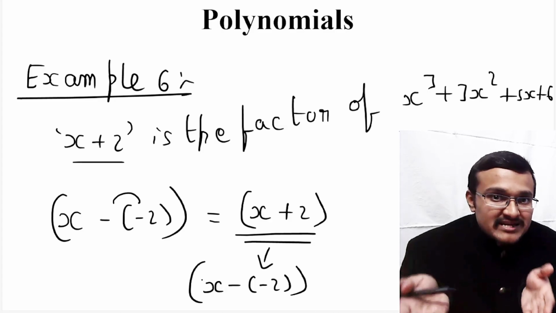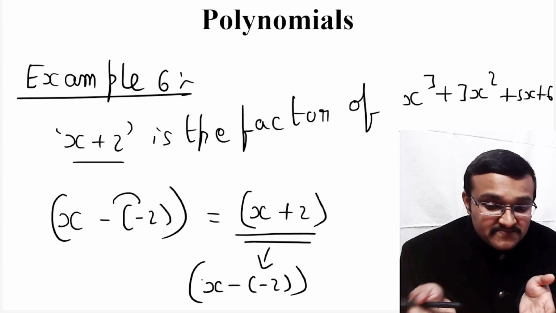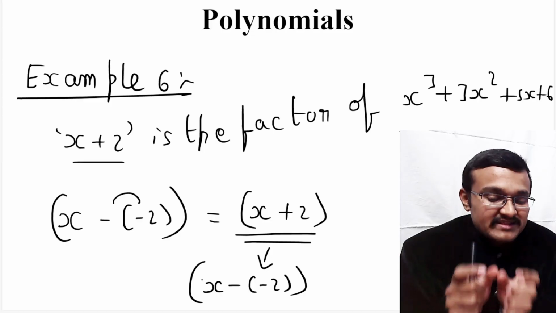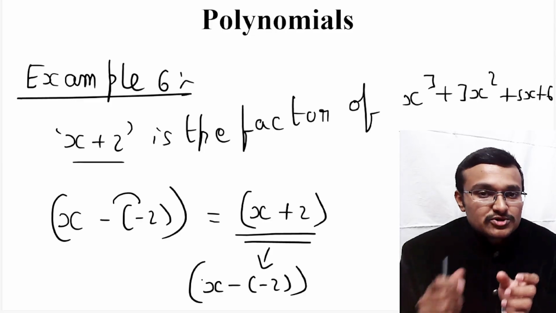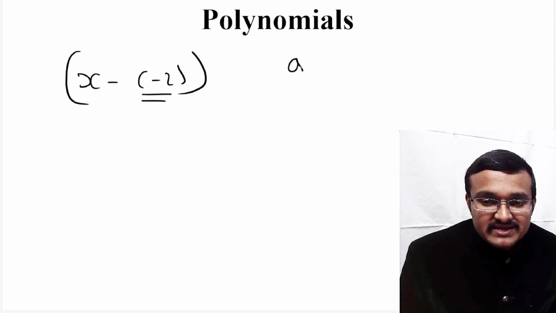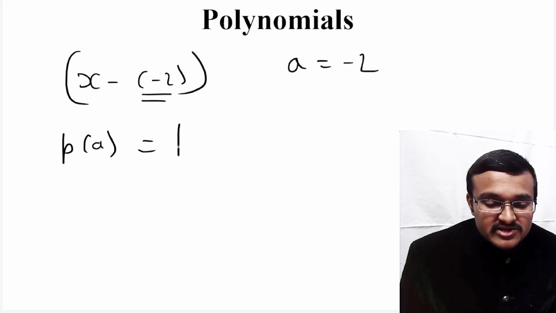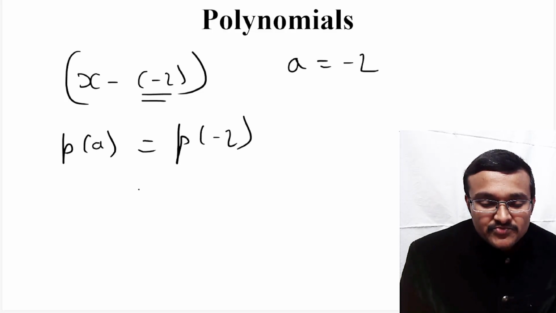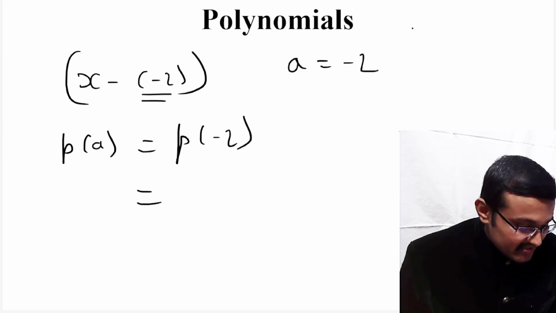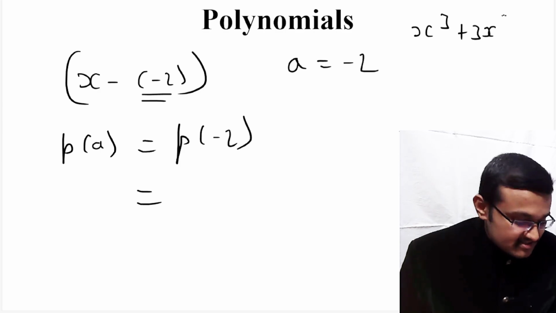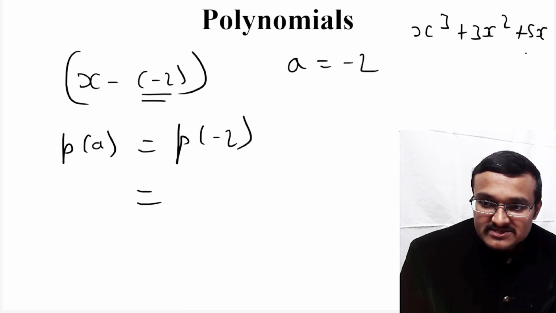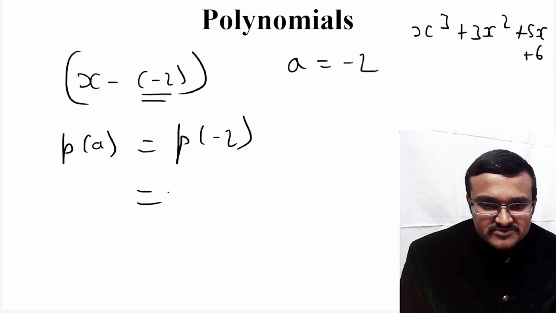So now you are getting x minus a as the divisor, and you have to see whether p of a is equal to 0. So here minus 2 is a. So now you can substitute p of a, that is p of minus 2, in the polynomial. So what is the polynomial given here? The polynomial given here is x cube plus 3x square plus 5x plus 6. Now you can substitute minus 2 here.